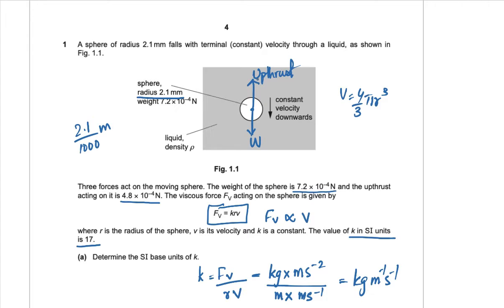And now, just like a drag force, since this ball is moving downwards, we are going to label the viscous force that acts upwards. So the viscous force is going to act upwards, and we are going to label that FV. This becomes U, and this becomes W. These are the forces that act upon this sphere.